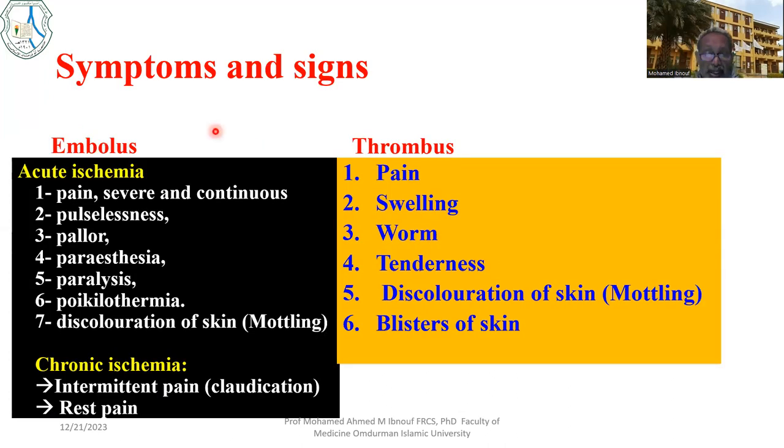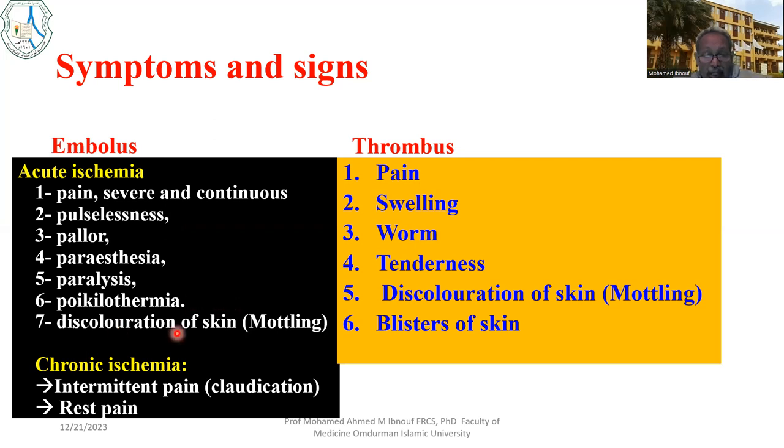Now, the symptoms and signs. The embolus usually causes acute limb ischemia or acute ischemia of the organ it lodges in, whether in the brain, the limbs, the lung or anywhere. The symptoms are usually pain, which is severe and continuous. It is ischemic pain. And the limb will become pulseless, pale and paresthetic because of reduction of blood supply to the nerves. Later on, it will become paralyzed because of cutoff of the blood supply to the nerves, and poikilothermic, that is, the limb will become cold.